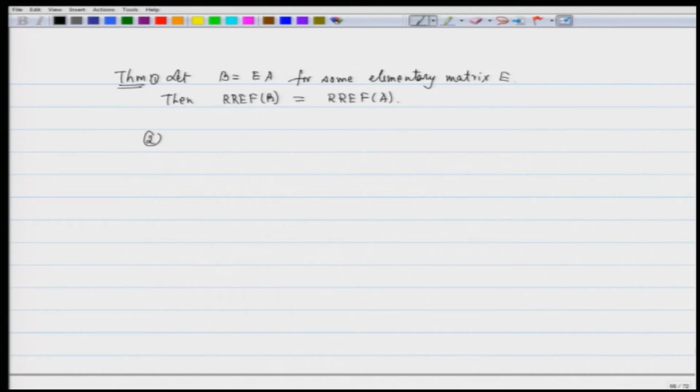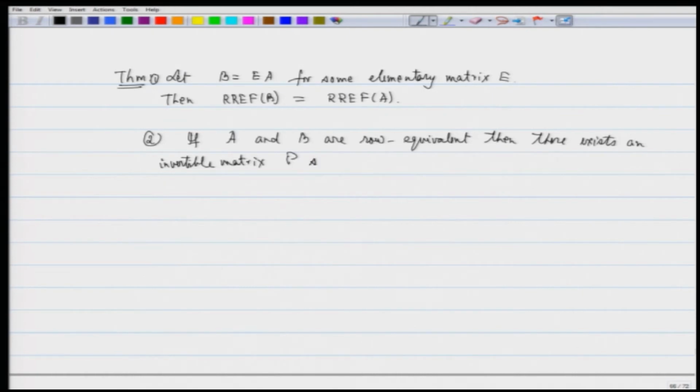The next thing that we would like to say is that I already said that if A and B are row equivalent, then there exists an invertible matrix P such that P times A is equal to B.